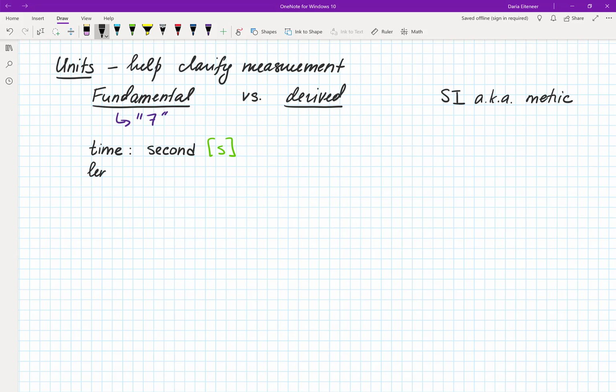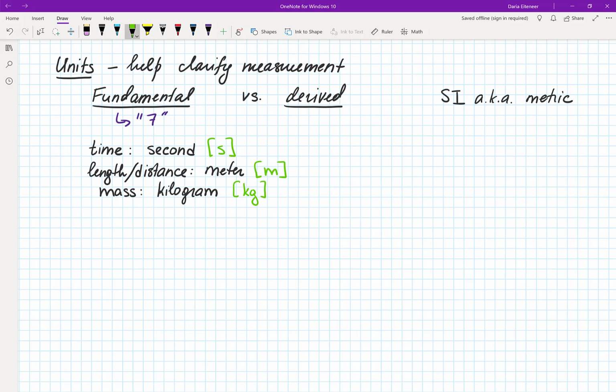Next one is the unit of length or distance. You should know that one. It's called a meter, and the abbreviation is a little m. There is also the unit of mass. You may be tempted to say gram, but that's actually not the case. It's kilogram, and the abbreviation is kg.